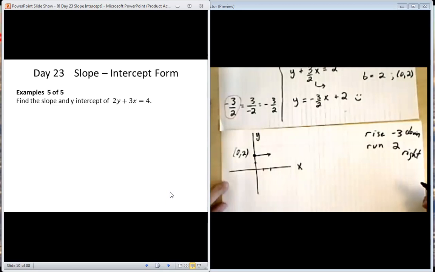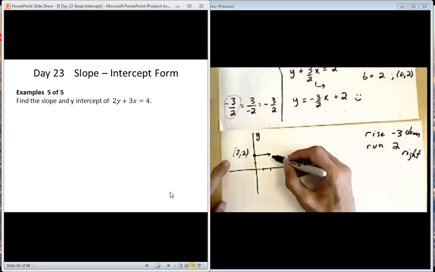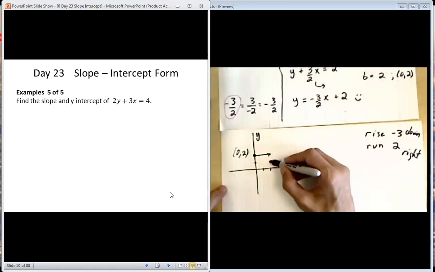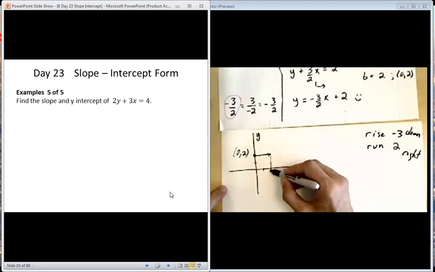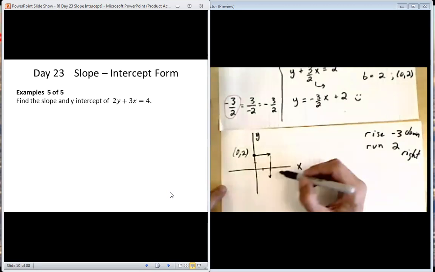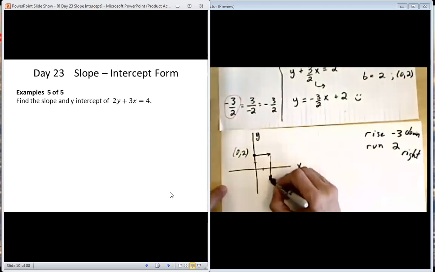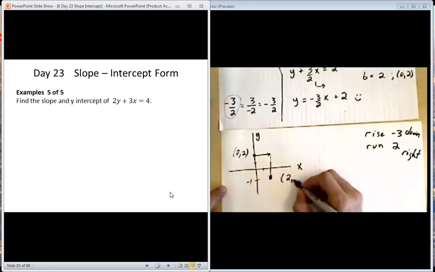And then we go 3 down. So right here we go 1, we go 2, and then 3 down to there. So that's going to be our second point like that. And yes, it is at -1. So it is at 2 and -1.